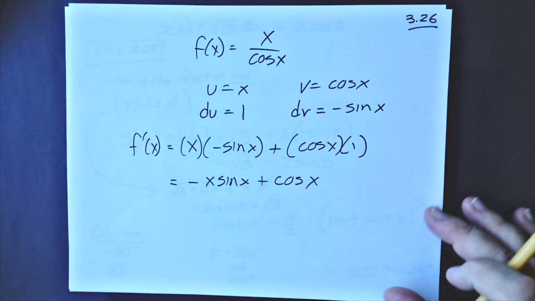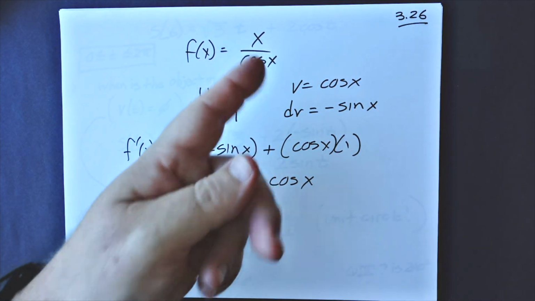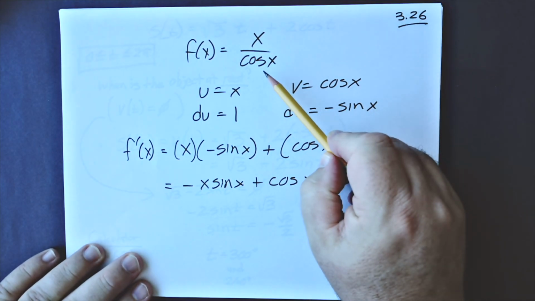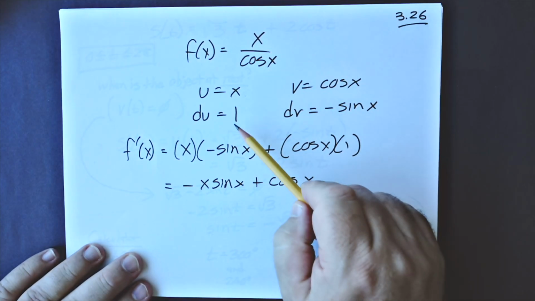And our next one, 3.26. This is the same thing, only instead of product rule, we're going to do quotient rule. So we have our u in the numerator, v in the denominator. Filling in our grid, of course, the derivative of x is just 1.